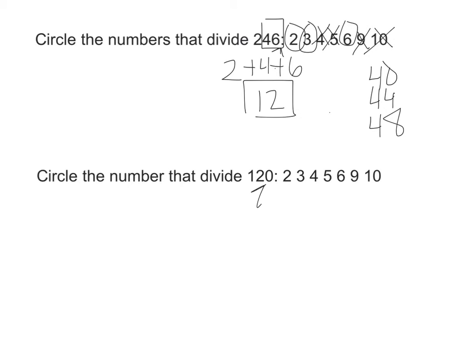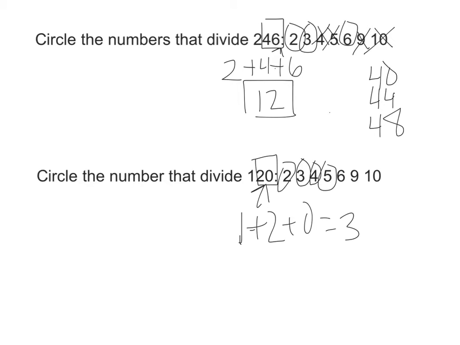It ends with a 0. 0 is even, so it works for 2. When I add this up, 1 plus 2 plus 0 equals 3. Is 3 a multiple of 3? Sure is. 4. The last 2 digits, and this one was one that a lot of people missed. The last 2 digits is 20. 20 sure is a multiple of 4. 4 times 5 gives us 20. It ends with a 0, so it works for 5.